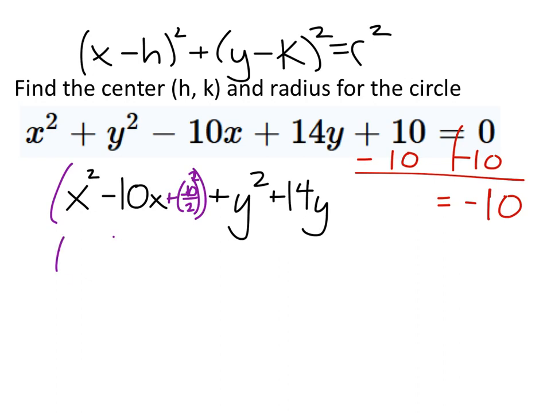So what does this do? It gives us x squared minus 10x plus, we'll work inside the parentheses there. Negative 10 divided by 2 is negative 5. And we're going to square that.